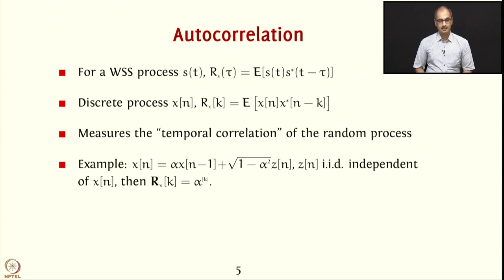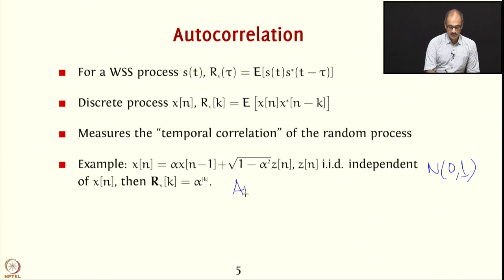If we take Xn, that is defined as alpha Xn minus 1 plus root of 1 minus alpha square Zn, where Zn is an IID random variable independent of Xn. In fact, we can also say it is Gaussian with mean 0 and variance 1. Then the autocorrelation of Xn is alpha power modulus of k. This is something which you can refer to some textbooks and find out. This is called an autoregressive one type random process.